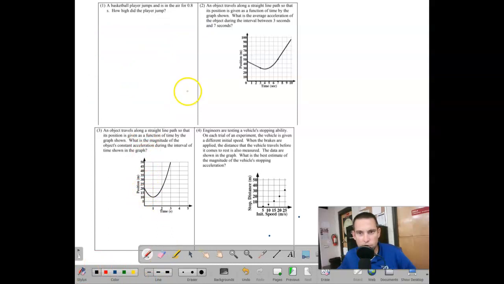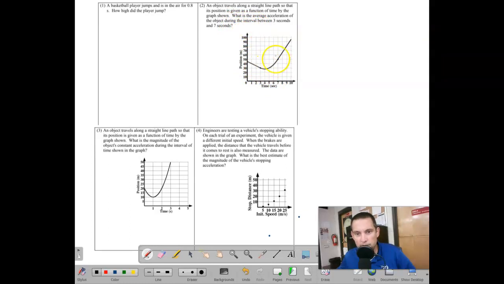Next, we have an object traveling on a straight line path, so its position is given as a function of time by the graph as shown. So we're given a graph, and the very first thing you need to do when looking at your graph is read your axis and the units associated. What is the average acceleration of the object during the interval between this 3 and 7?